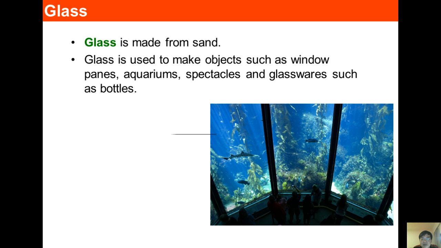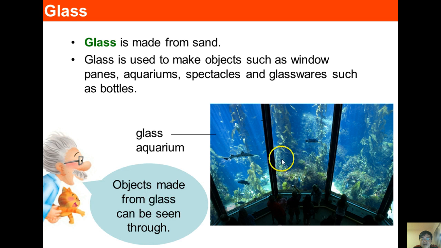Now we use the glass to make the glass pane for the aquarium so that we can see through. Light passes through the aquarium glass to our eyes, so that we can see what is inside. Objects made from glass can be seen through.